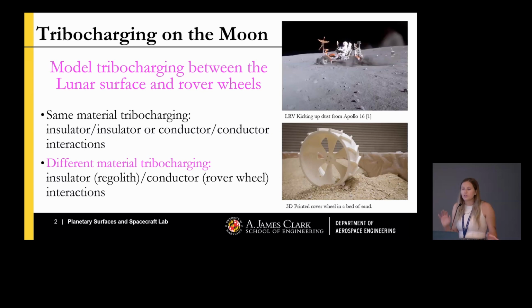So we get two different types of tribocharging. The first one is same material tribocharging, so between two insulators or two conductors. And then the second type, which is where my work focuses, is different material tribocharging, which is an insulator and a conductor, or in this case, the regolith and a rover wheel.